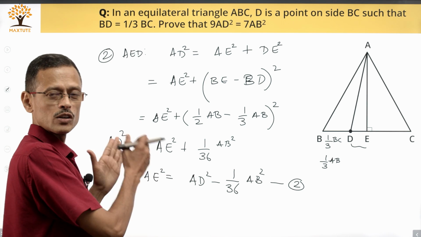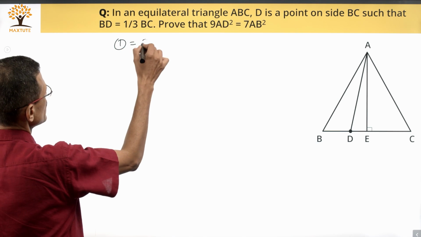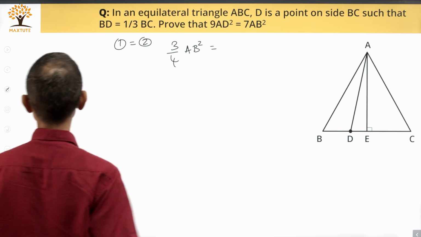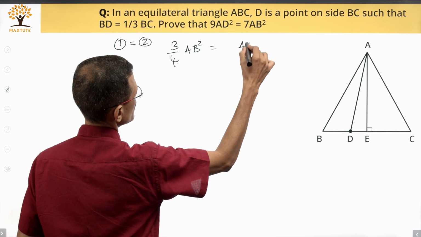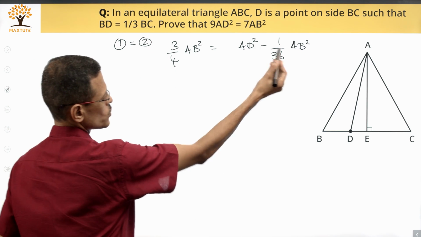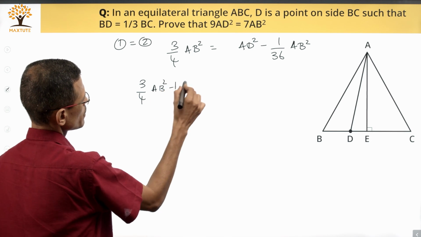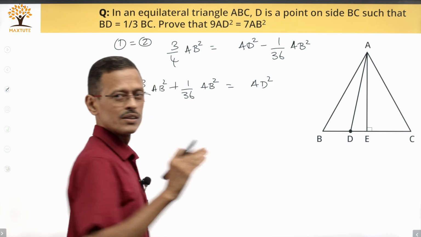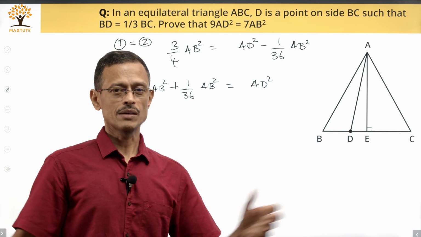Because AE square is common on both sides, we can equate the right hand sides from 1 and 2. What we have is 3/4 of AB square is equal to, just make sure that you're writing it right, AD square minus 1/36 AB square. Take this 1/36 AB square to the left hand side. So 3/4 AB square plus 1/36 AB square is equal to AD square. Look at it. Now we have got it down to in terms of AB square and AD square. All other variables have been removed.